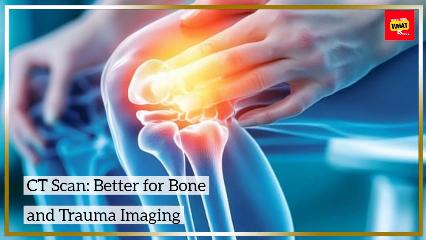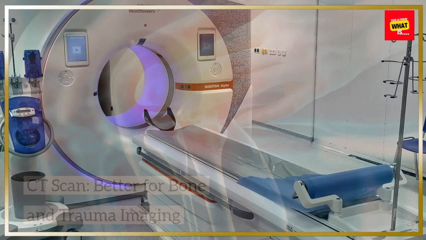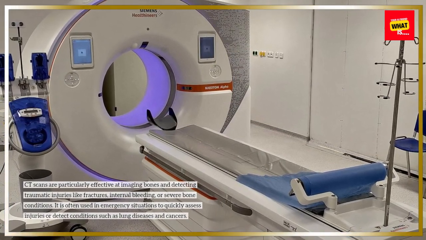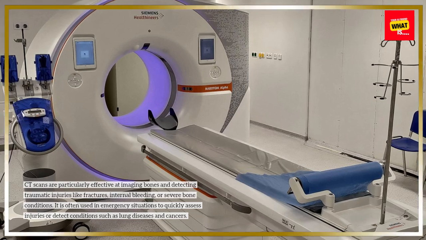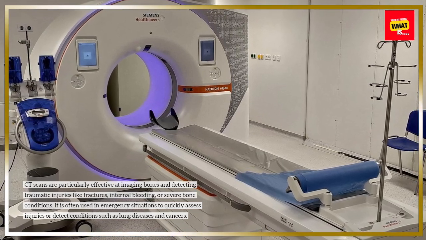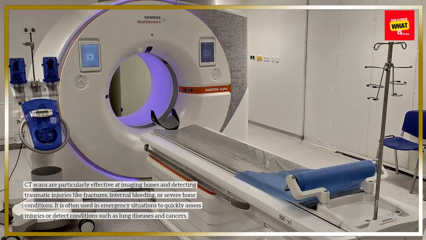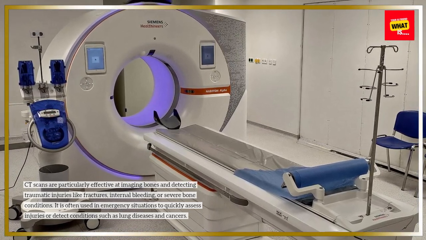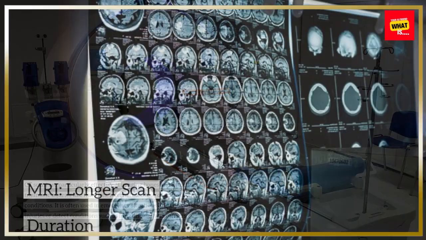CT scan, better for bone and trauma imaging. CT scans are particularly effective at imaging bones and detecting traumatic injuries like fractures, internal bleeding, or severe bone conditions. It is often used in emergency situations to quickly assess injuries or detect conditions such as lung diseases and cancers.